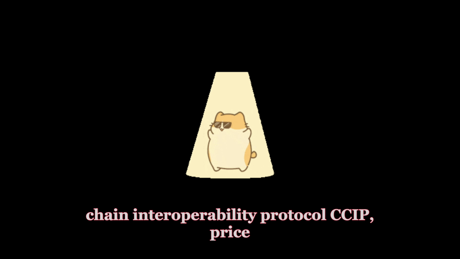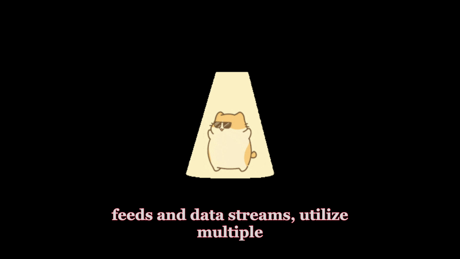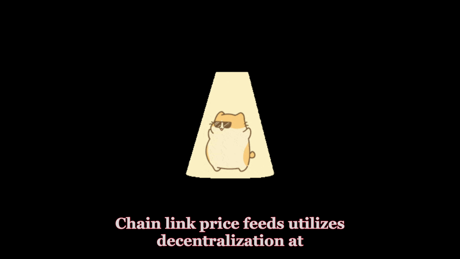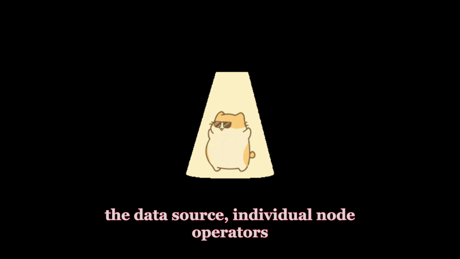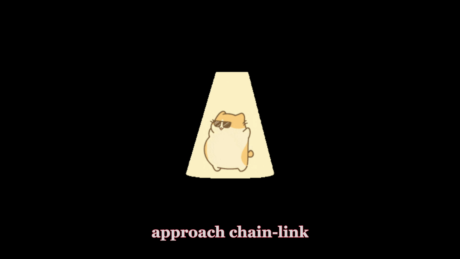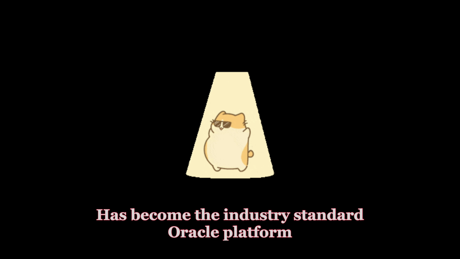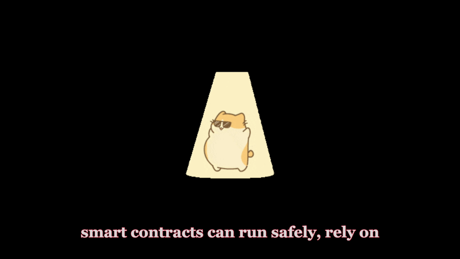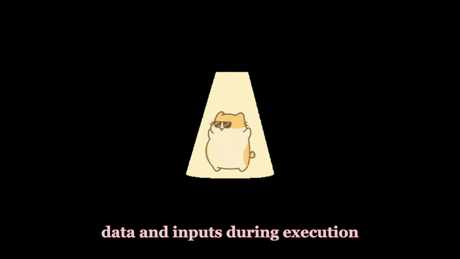Many Chainlink services, such as Cross-Chain Interoperability Protocol, CCIP, price feeds, and data streams, utilize multiple layers of decentralization. Don't worry, guys, we're going to go over CCIP in my next video, okay? We're going to go over the entire thing. Chainlink price feeds utilize decentralization at the data source, individual node operators, and Oracle network levels to eliminate single points of failure. Through this multi-layer decentralized approach, Chainlink has become the industry standard Oracle platform, securing over 70% of the DeFi ecosystem and ensuring smart contracts can run safely, relying on data inputs during execution.